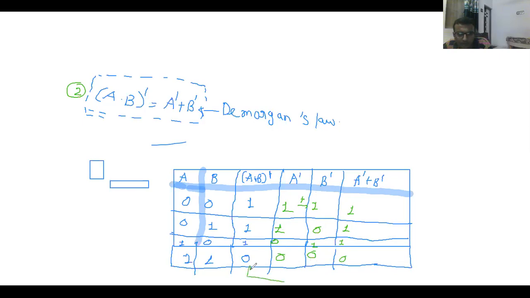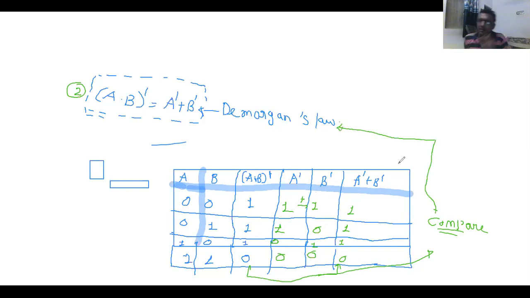Now if you can compare with each other, see this. If you can compare, then we can say A dot B dash equal to A dash plus B dash. So it is the basic law that we have required to prove here, which is known as the basic fundamental law related to digital Boolean expression.